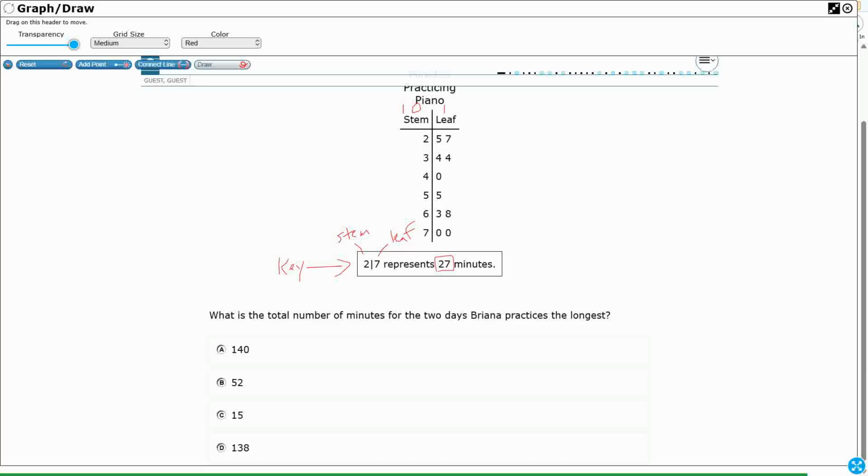We watch that because we can sometimes have decimals. Sometimes it can be 2.7, or sometimes the stem might be in the hundreds place or something. So you don't want to just assume what these numbers mean. Now, this is where we have to start interpreting it.